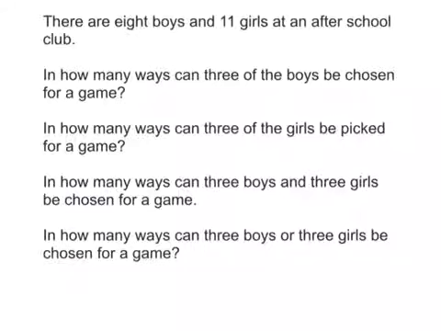This set of examples uses the same original situation. There are 8 boys and 11 girls at an after-school club. Now each of these situations is a little different. The first one says, in how many ways can 3 of the boys be chosen for a game? So if the situation is you're choosing 3 boys, the girls are not involved in this question at all. We don't need to add up the 8 boys and the 11 girls and get 19. We're just saying how many ways could 3 of the boys be chosen?